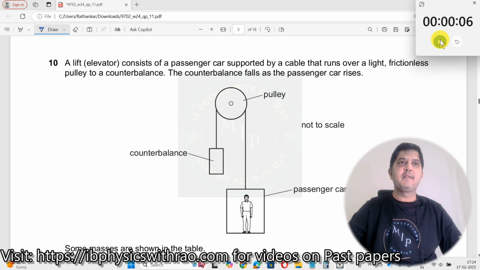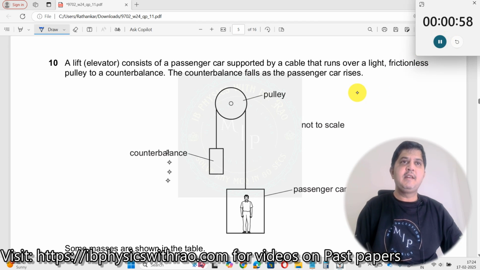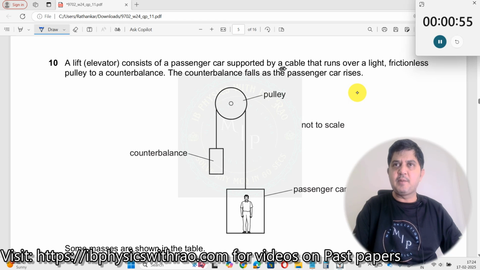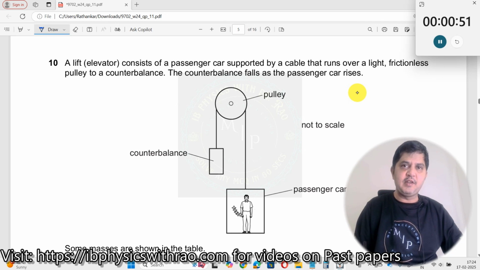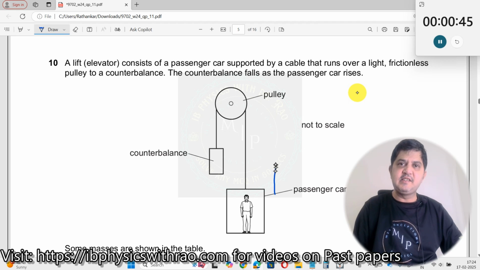Question number 10. Okay. So now, a lift consists of a passenger car supported by a cable that runs over a light frictionless pulley to a counterbalance. Okay, you have a lift over here, there's a counterbalance over here. The counterbalance falls as the passenger car rises. That means what? When the passenger car goes upwards like this, the counterbalance will come down like this.